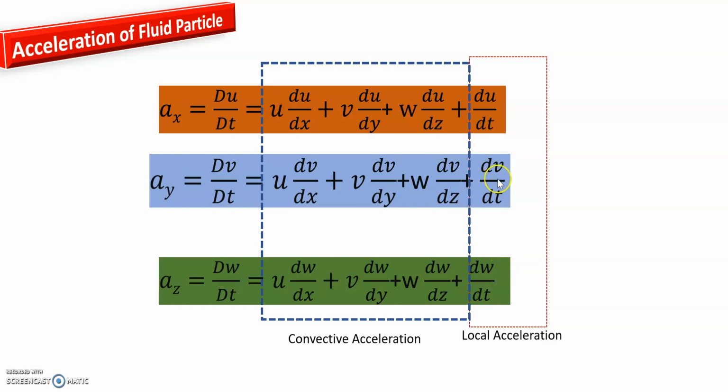du by dt, dv by dt and dw by dt together we call local acceleration, and the remaining parts of the equation of ax, ay and az, the first three terms, represent the convective acceleration, which does not depend upon time and is a function of space only. So these are the definitions of local acceleration and convective acceleration.